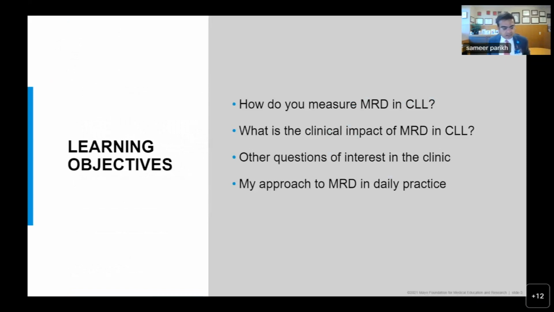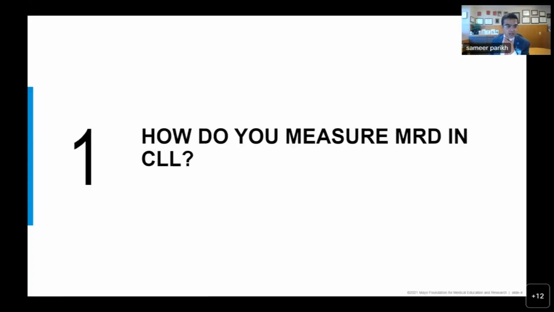So I'm going to tackle this question in these four major learning objectives. The first one is, how do you really measure MRD in CLL? What is the clinical impact of MRD in CLL? And some other questions that come up in the clinic on a regular basis. And then finally, I'd like to wrap it up as what is my approach to MRD in daily practice in the context of a patient who's not being treated on a clinical trial.